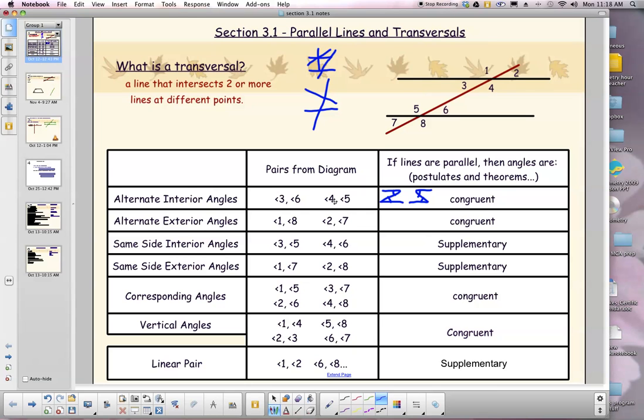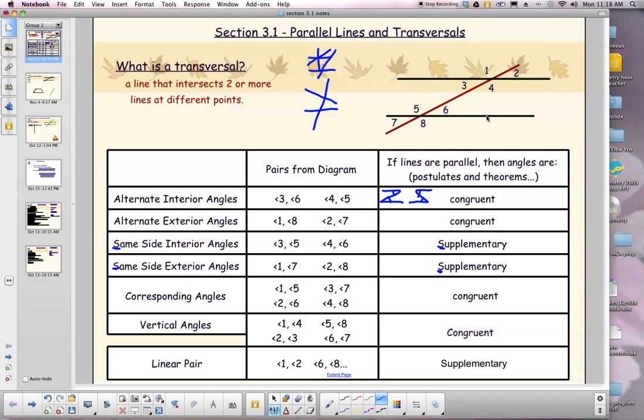Another thing we're going to look at is same side interior angles. Same side interior means they're on the same side of the transversal on the inside of the parallel lines. So that would be angles 4 and 6 and angles 3 and 5. Those, if our lines are parallel, are supplementary angles. If you remember, supplementary means that they add up to 180. So 4 and 6 would add up to 180 degrees and 3 and 5 would add up to 180 degrees. One nice way to remember that is since same side starts with S, so does supplementary, so the same side angles are supplementary.